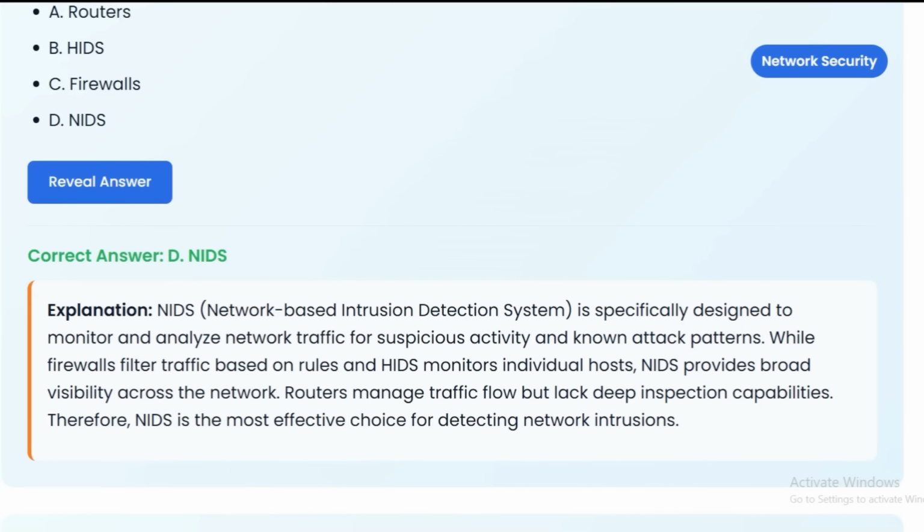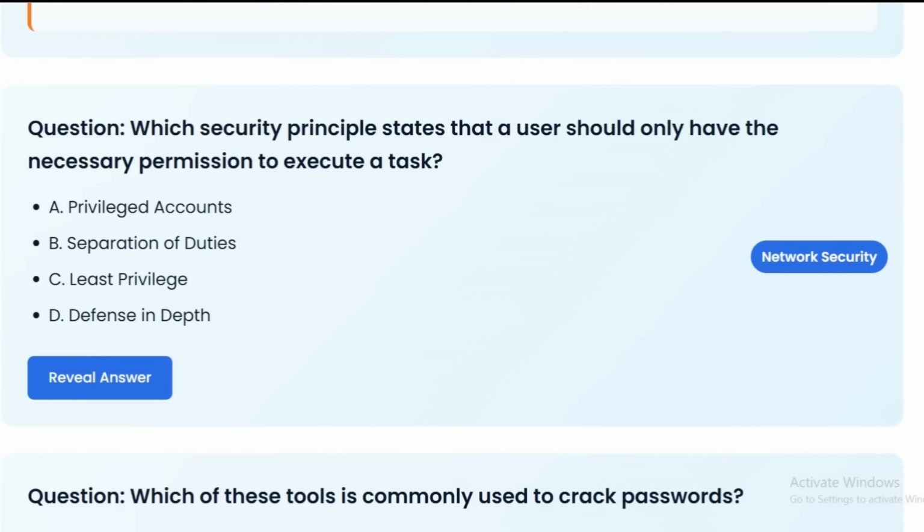Okay, the next question says, which security principle states that a user should only have the necessary permission to execute a task? We have looked at it also, we're talking about just limiting the permissions a user has to the task they're there to execute. So is it a privileged account? Of course not. Separation of duties? No, we just talked about separation of duties. Least privilege sounds most appropriate. Defense in depth is layers of defense, just protection. So which one is talking about permission? Least privilege is talking about permission.